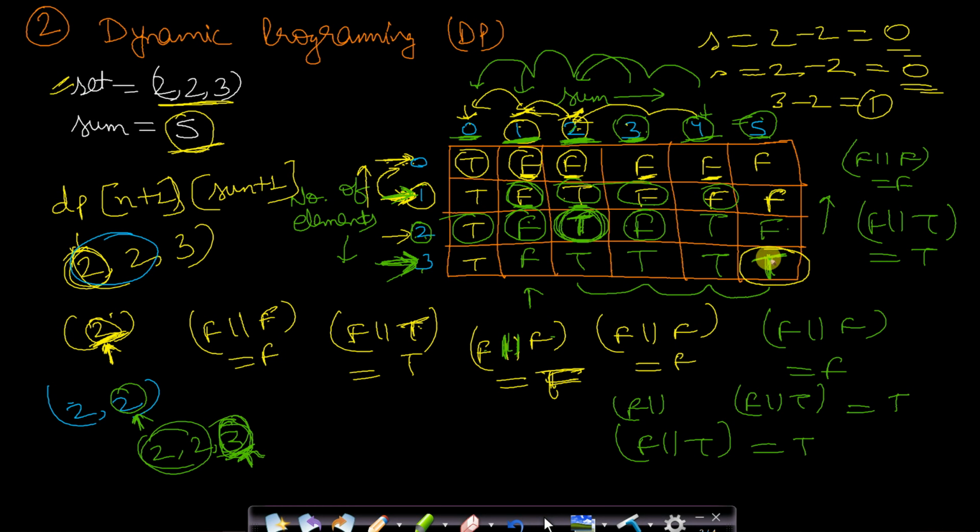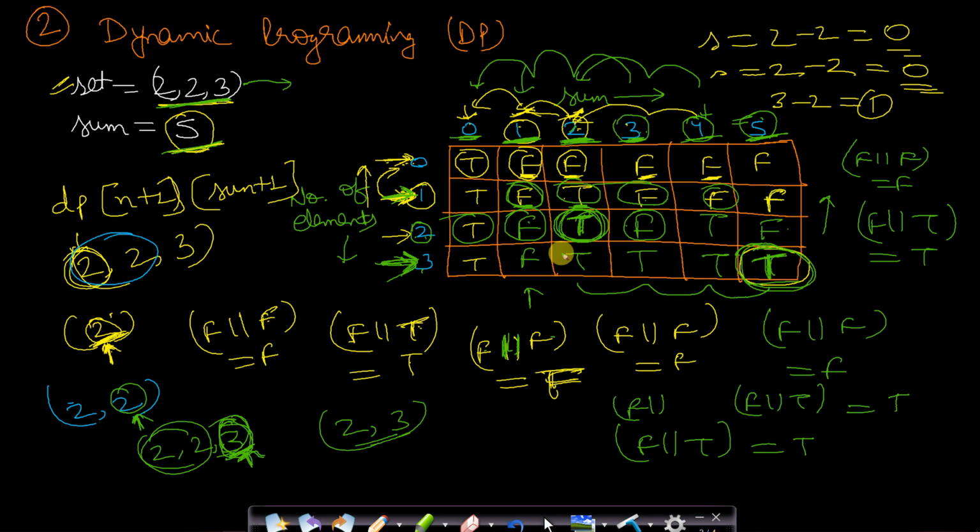So our answer is, we were actually finding whether the sum value 5 was possible from a given set. This is our set, and is there any possible subset whose sum of elements will be equal to 5? We found that it is true. Yes, there exists a subset whose elements, if we sum them, will be equal to 5, and the given subset is 2, 3.